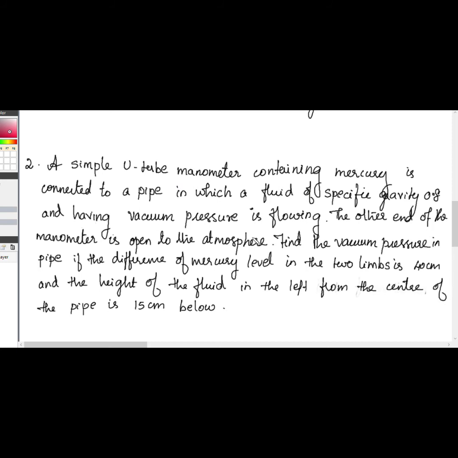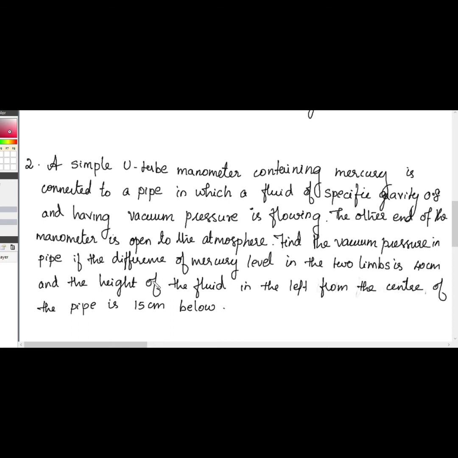See, the difference between the previous problem and this problem is that the previous problem was gauge pressure, because the mercury level in the right limb was above the datum. Here the mercury level will lie at the datum. See, it will be clear while drawing. So we will draw first.